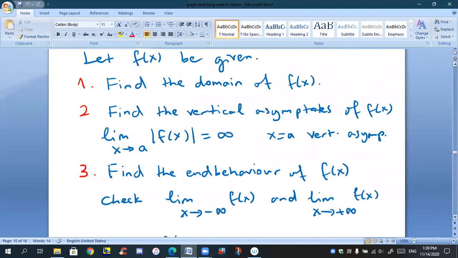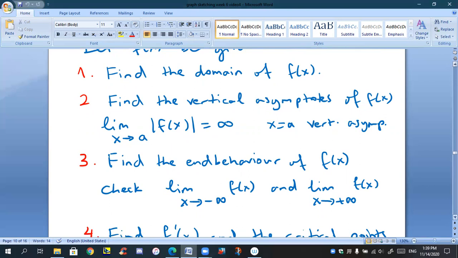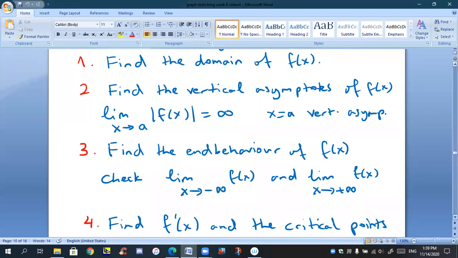We find the vertical asymptotes of the function. Vertical asymptote means the limit of the function when x goes to a, the absolute value of f goes to infinity. So then we call x equals a a vertical asymptote.